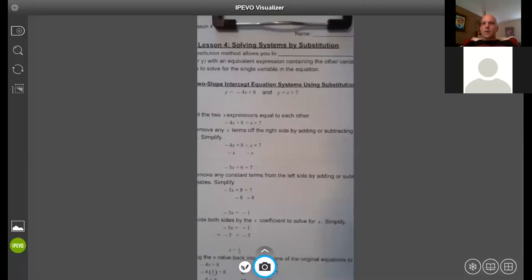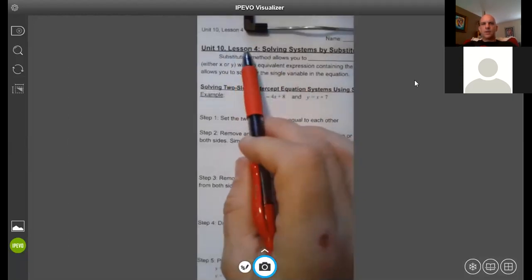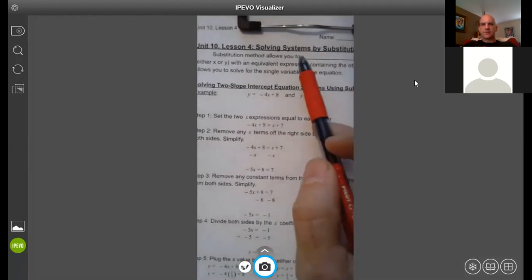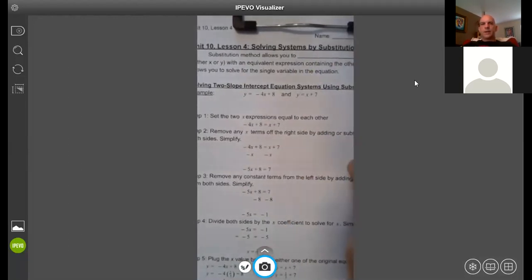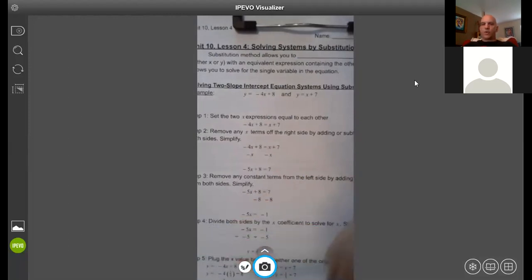So, all right. What we're going to look at today is still Unit 10. We're doing Lesson 4. Solving systems by substitution is what we are working on. Now, this is an algebraic method, a solving equations method, versus a graphing method. We've looked at how to solve systems by graphing and where they cross.